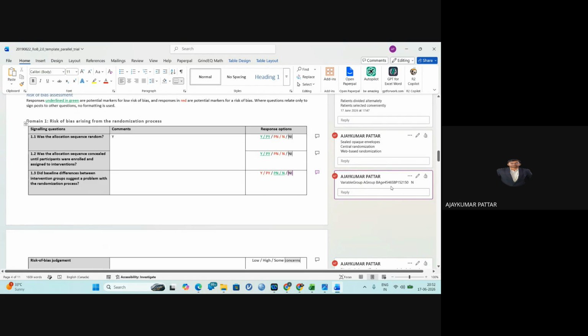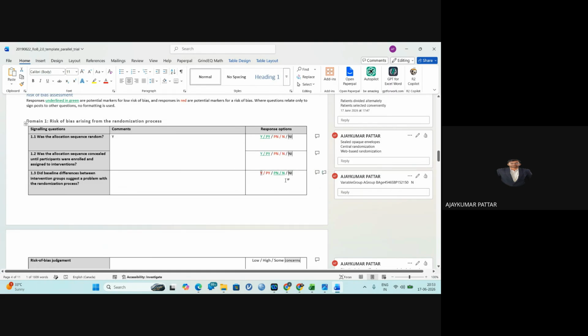Then, did baseline differences between intervention groups suggest a problem with the randomization process? So we have to check for that in the papers. Baseline data, what they have given, for example, age, gender, what is the initial enrollment, whether they enrolled some patients with very high blood pressure, some patients only borderline, or some with very minimal elevated blood pressure. That kind of baseline difference we have to check, and if the baseline difference between intervention groups suggests a problem with the randomization process, then we have to click yes.